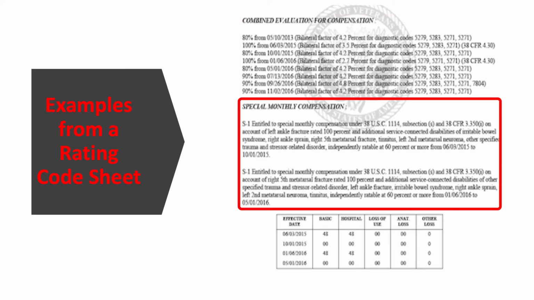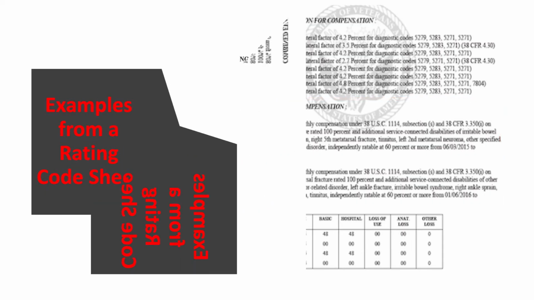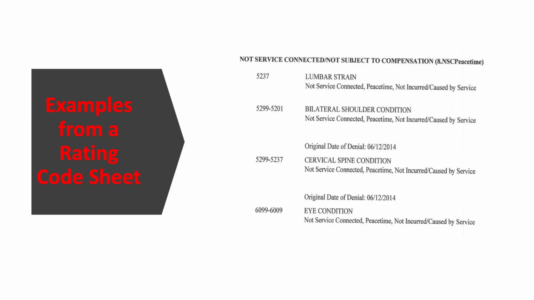Some veterans may receive SMC, and if they do, it will be noted on their rating code sheet. In this example, the veteran had surgery to a service-connected disability and received 100% temporary disability plus SMC-S1. Stay tuned to the end of this video and I will provide a link on the 100% temporary disability video. On your rating code sheet, you will also see a section of not service-connected disabilities, and those will be listed as well on your rating code sheet.